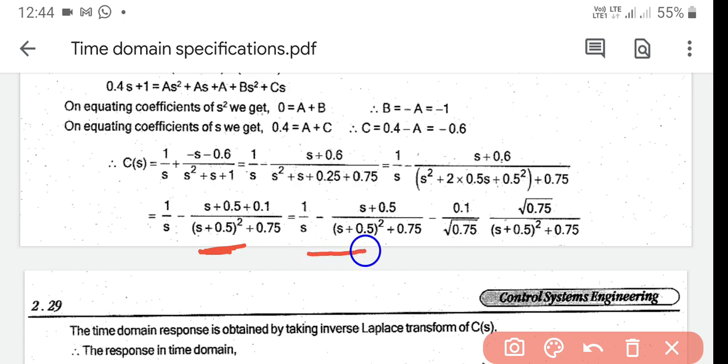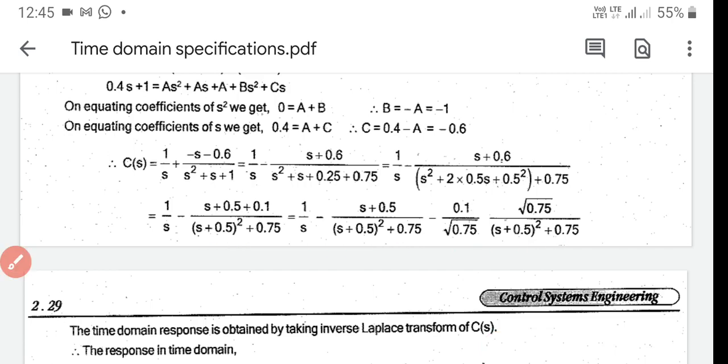So finally you are obtaining this equation in two parts: 1 by s minus s plus 0.5 by s plus 0.5 whole square plus 0.75 minus, okay, 0.1 is written separately.